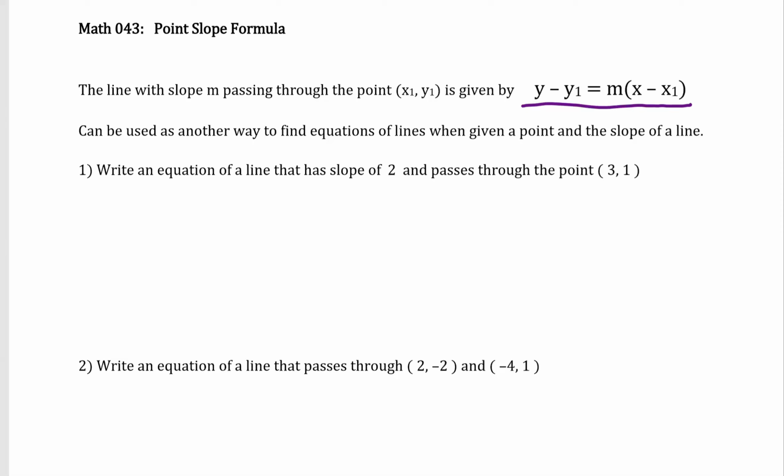Number 1, write an equation of a line that has a slope of 2 and passes through the point 3, 1. So if we're going to use point slope form, we would write it as y minus 1 is equal to 2 times x minus 3. Now we will solve this for y. Distribute the 2 and then add the 1.